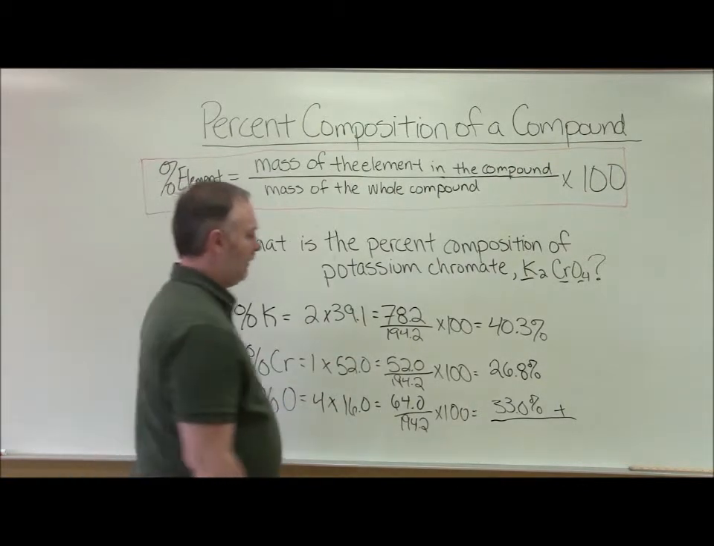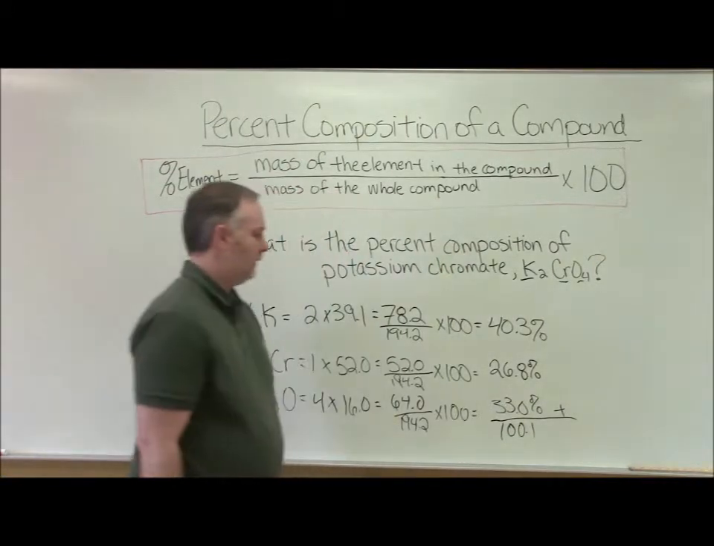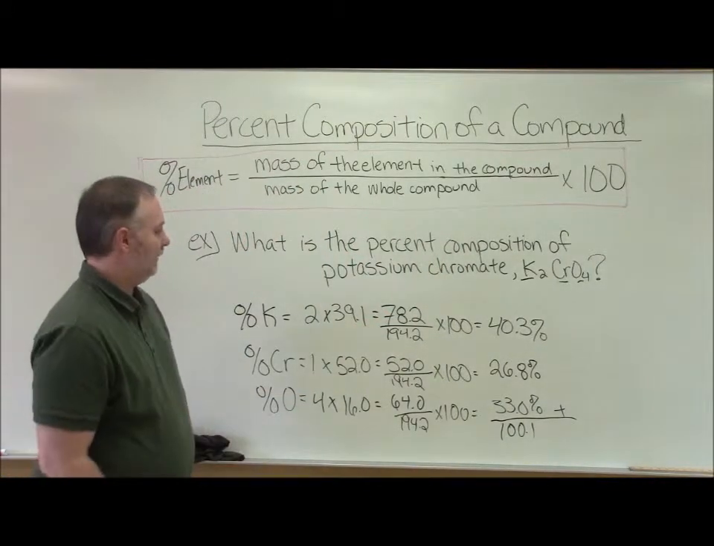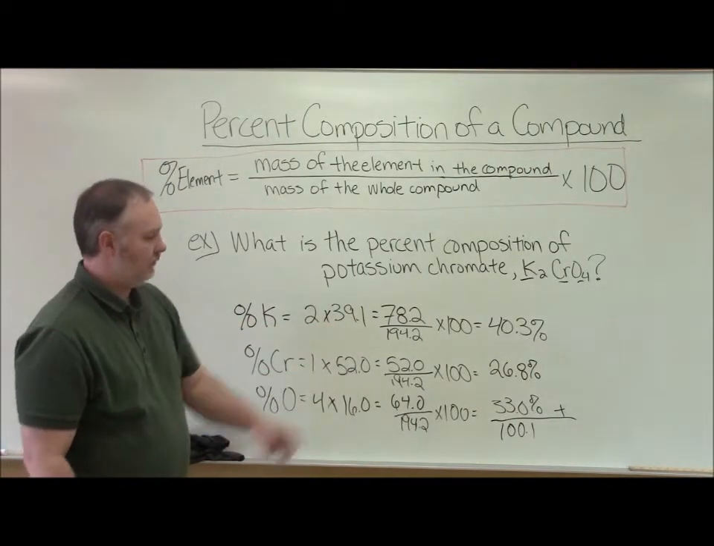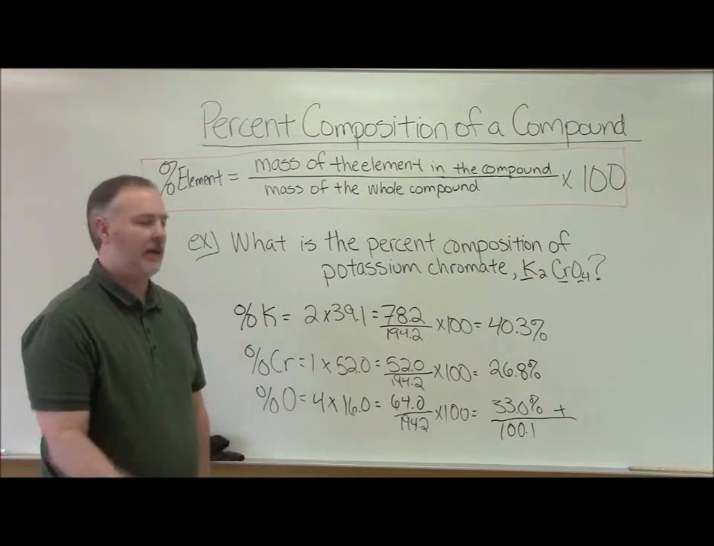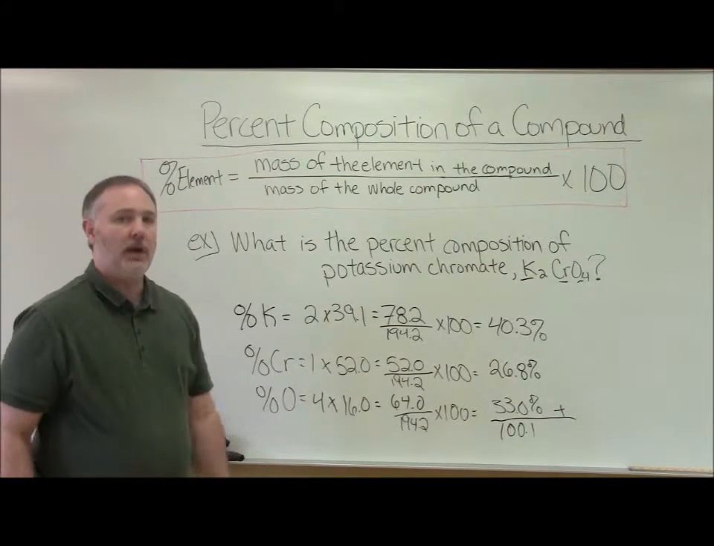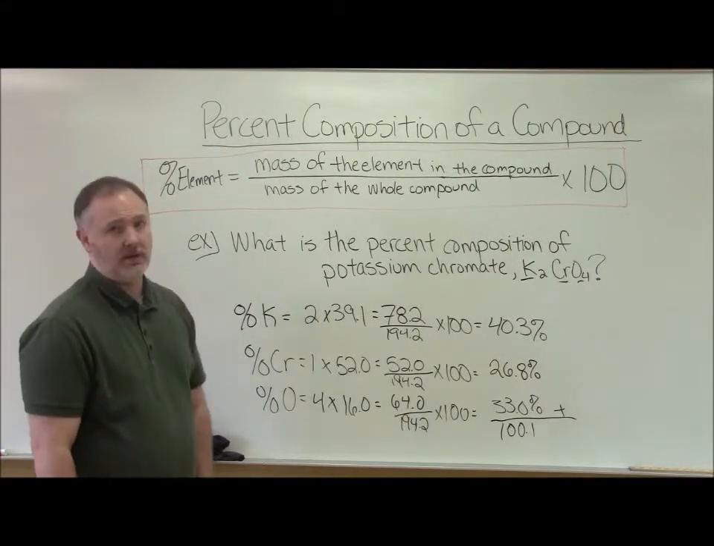If you add this up, it comes out to 100.1. If we added more sig figs in our masses, actually right here, if I added a couple more, trust me, sooner or later we'd get to right exactly at 100. But if it comes out to 100.1 or 99.9, you can feel confident that you did a good job.